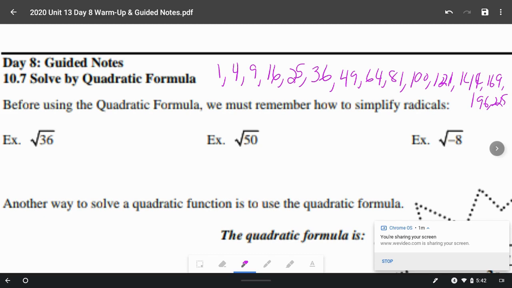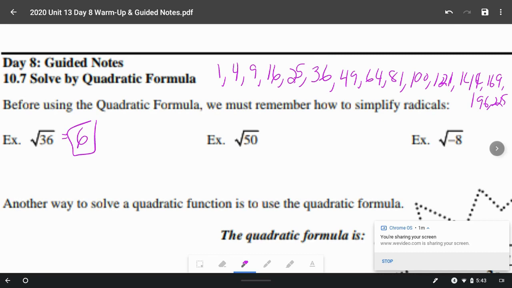So we're going to be simplifying radicals a little bit with this day. So the square root of 36, it's asking you what two numbers multiply to give me 36. And that's actually on my list up here. I'm going to circle it. So the square root of 36 should give us 6, because the two numbers that would multiply by themselves to give me 36 is 6.